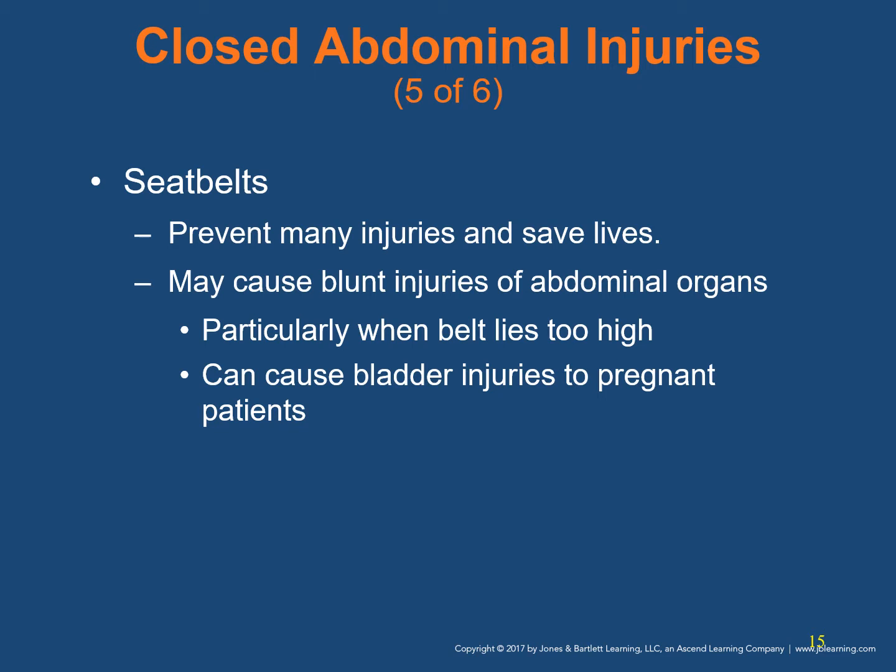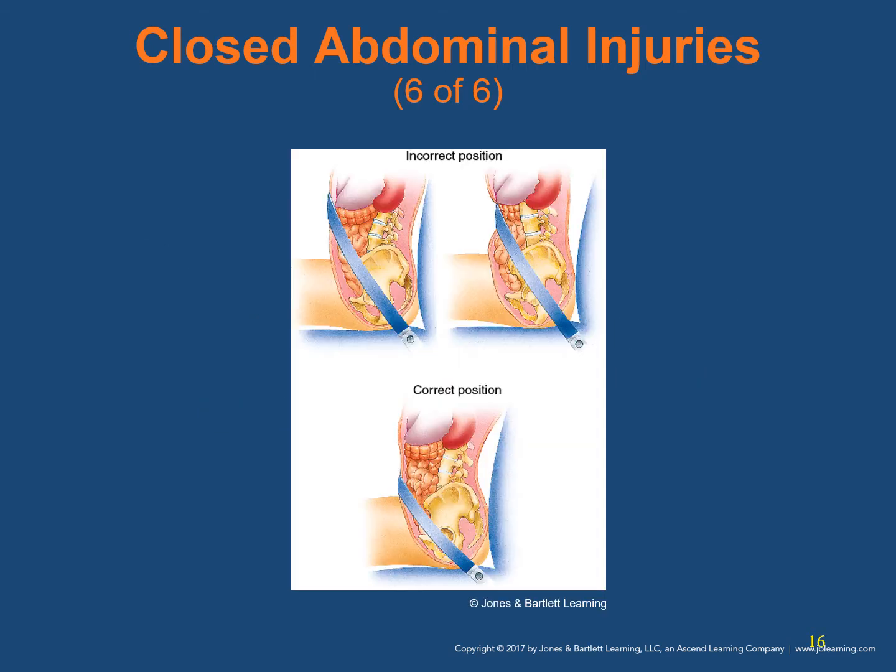In all current model vehicles, lap and diagonal belts are combined so they cannot be used independently. People can still put the shoulder belt behind their backs. These figures show the correct and incorrect placement of a seatbelt.